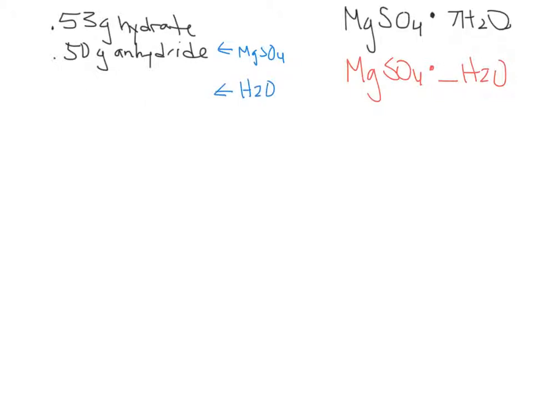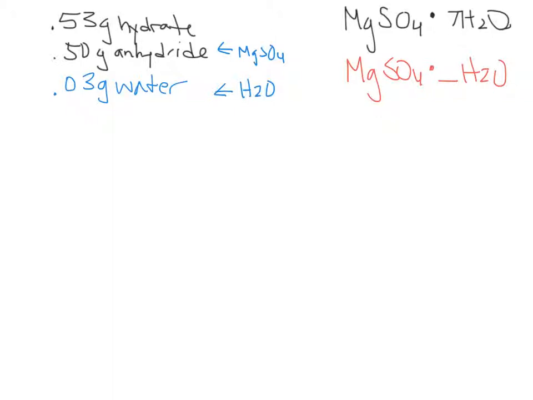But remember what this means now. Hydrate means it is hydrated. That's what we started with. Anhydride means it is dehydrated. The water evaporated out of that salt solution. So in order to find out how much water evaporated, we need to subtract the total from the part. So the anhydride was just the part of it. So we should get 0.03 grams of water in this situation that evaporated out of it.